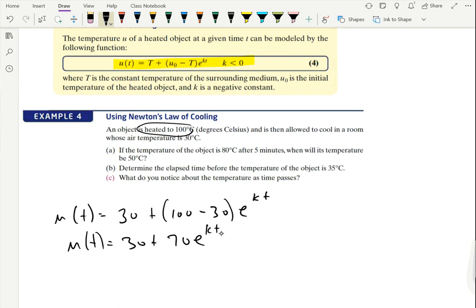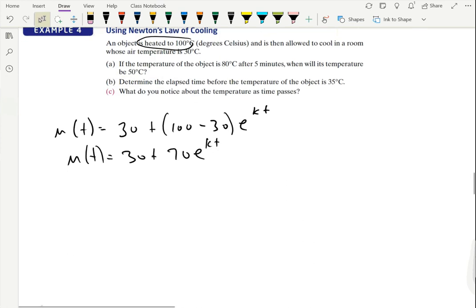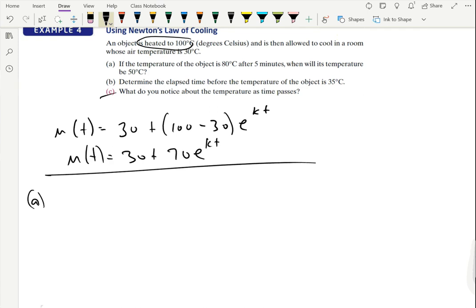Eventually, this exponential term is going to get down to 0 as far as that rate of change, so eventually we'll end up being the temperature of our surrounding material. Eventually we'll get down to that. Shoot, we just answered letter C. What letter C is asking is, what do you notice about the temperature as time passes? We're going to eventually end up with the temperature of our surrounding medium. So eventually we'll get close to 30 degrees. Now, we have not answered part A yet, so let's go back to part A.